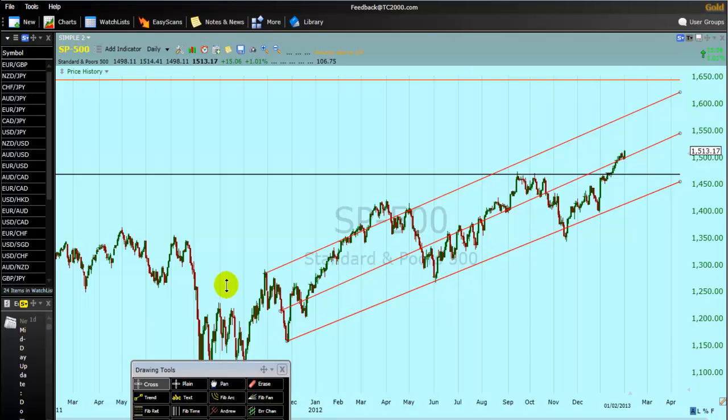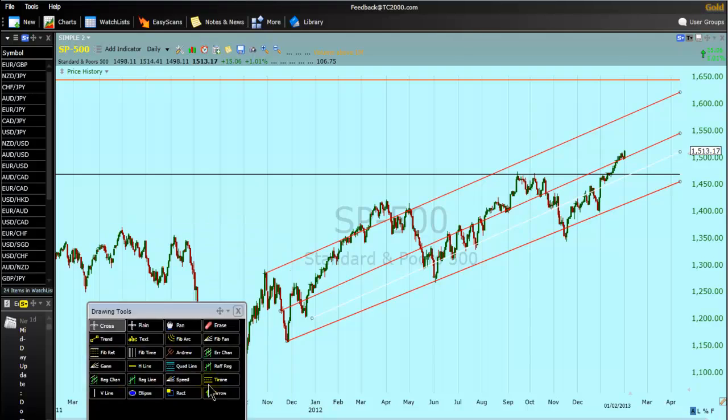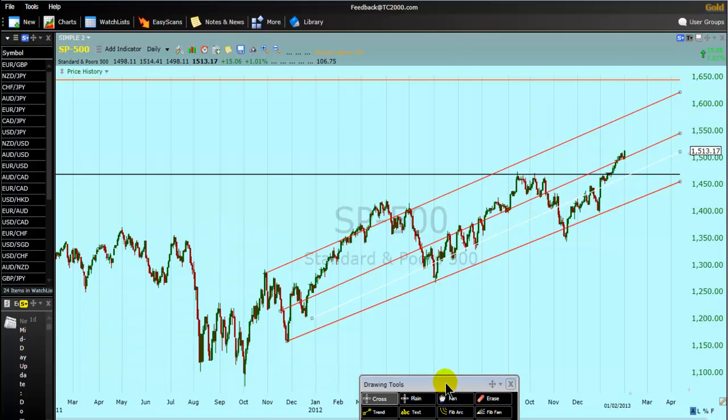So if the price, for instance, pulls back somewhere here, you can still draw another line here, the middle line of these 2 lines. All right. So that's it for the S&P 500. Key levels: 1645, 1500.